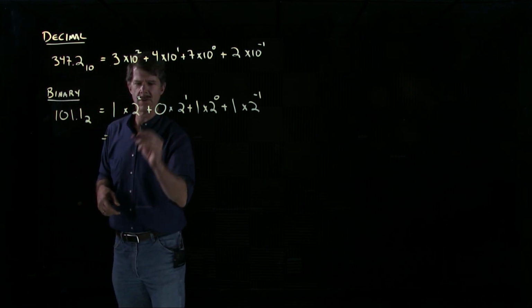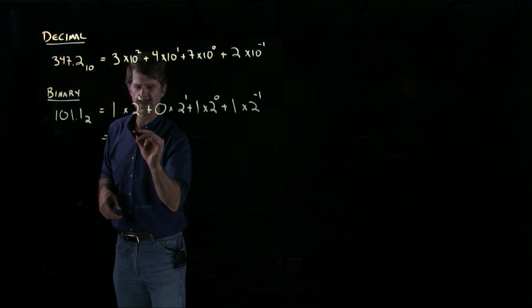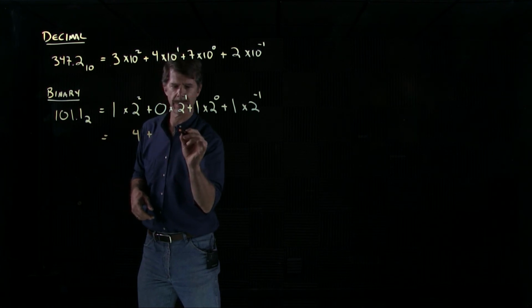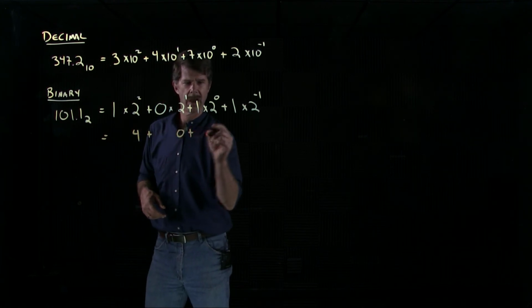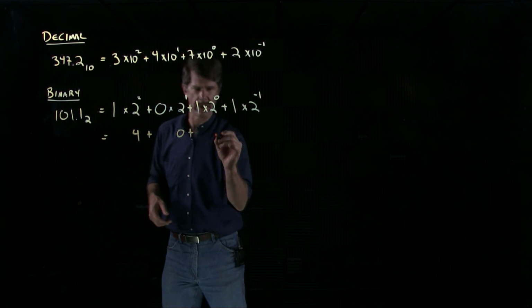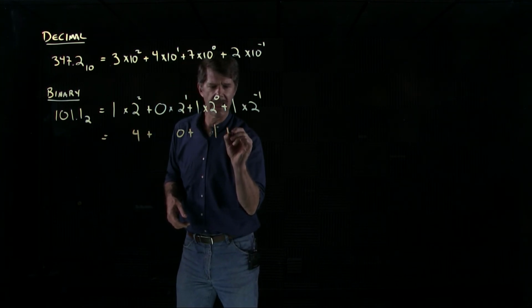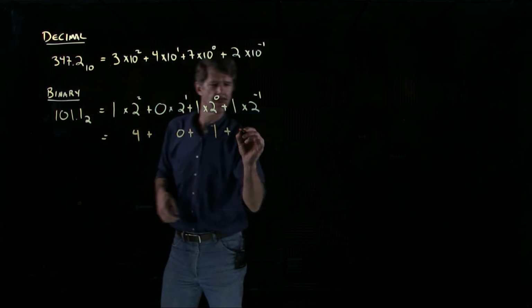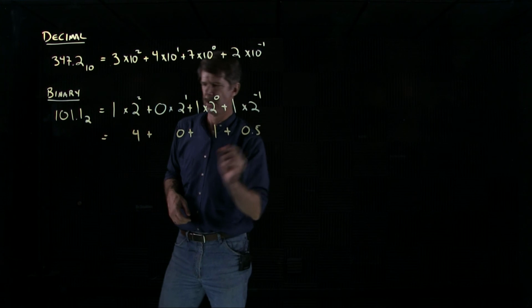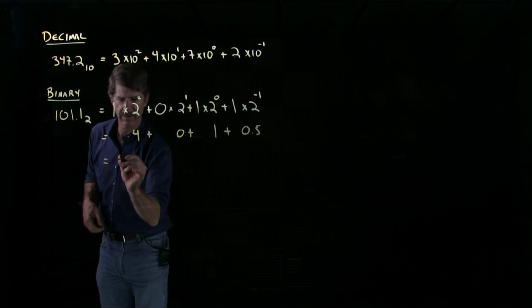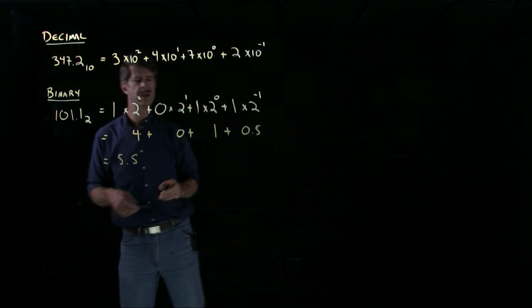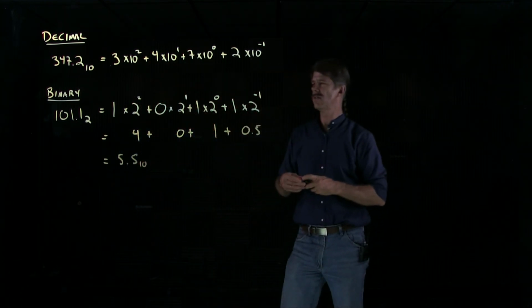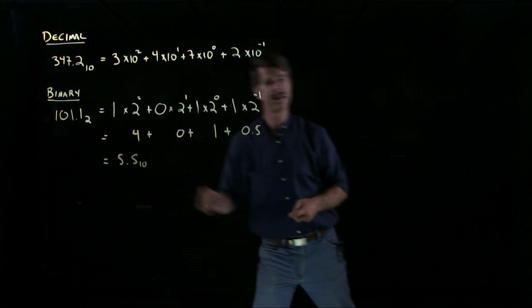2 to the 2 is 4. So this is 1 times 4, so we get a 4 out of this. 2 to the 1 is 2, oh, but it's plus 0, so that's not so interesting. 2 to the 0, of course, is 1. 1 times 1 is 1. And 2 to the minus 1 is 1/2, so we'll write that as 0.5. So this equals 5.5. So cool, we can represent base 10, to be precise. So that translated from that binary to that decimal number.